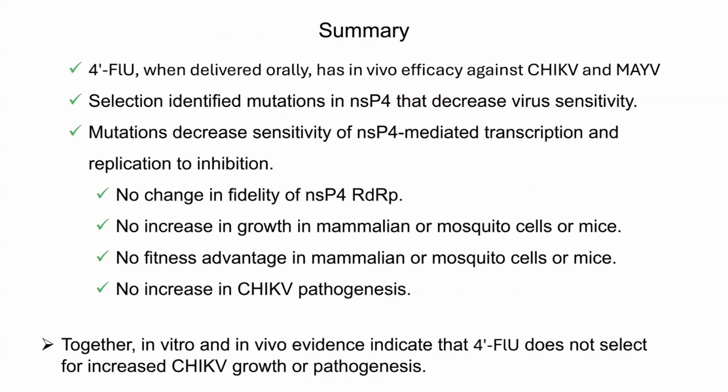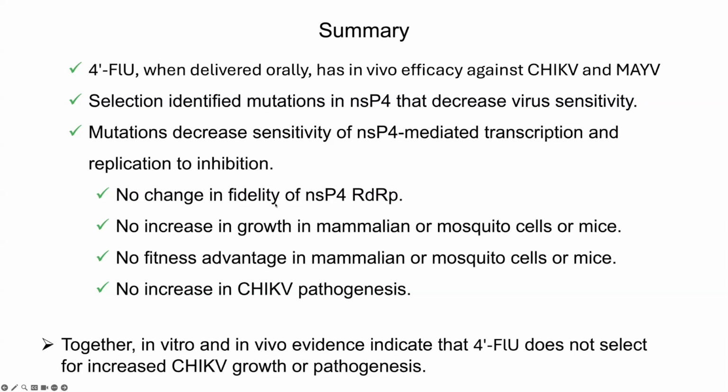So to just summarize what we've presented today, what I just showed you is that 4'-FLU has in vivo efficacy in mouse models, and this is against both chikungunya virus and o'nyong-nyong virus. And importantly, this occurs when we deliver the compound orally. Margaret showed that selection with the compound identified mutations in NSP4 that decrease the sensitivity of the virus to the compound. And NSP4 is involved in both transcription and replication of viral RNA. And again, these mutations decrease the sensitivity to inhibition of those activities.